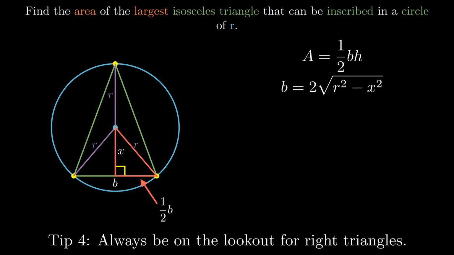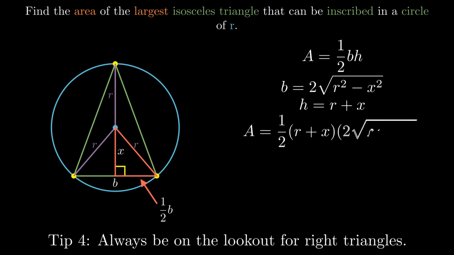Next, we notice that the vertical height of the triangle h can be written as r plus x from a diagram. With that, we've now expressed both b and h in terms of the variable x, and we can substitute these equations back into our main area equation. This can then be quickly simplified by canceling the factor of 1/2 with that of 2 to get us a little nicer equation.